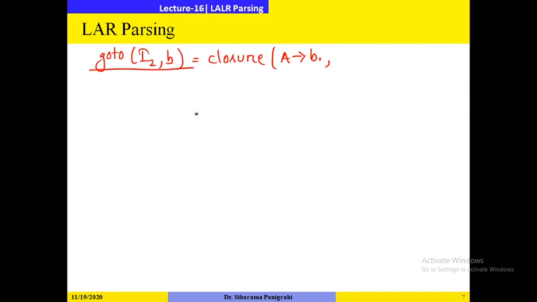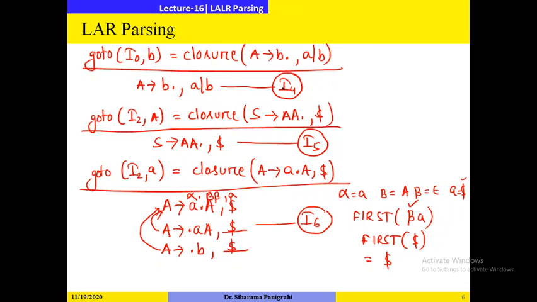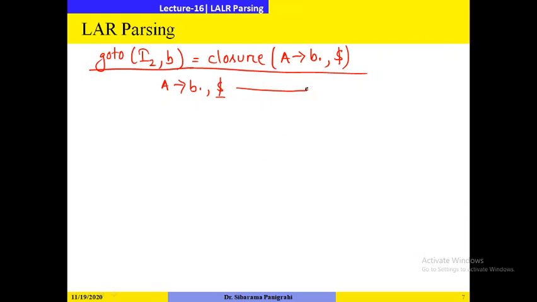So the lookahead symbol will be dollar. So what you will get? You will get A gives to B dot comma dollar. As dot appears at the end, you will not derive any other production. This is the only production. Now you have to see whether this production is already there in an item or not. You see in I4, A gives to B dot is there, but here the lookahead symbol is A or B, but here the lookahead symbol is dollar. So in CLR, you have to give a new name, I7, while finding the LR1 collection of items.